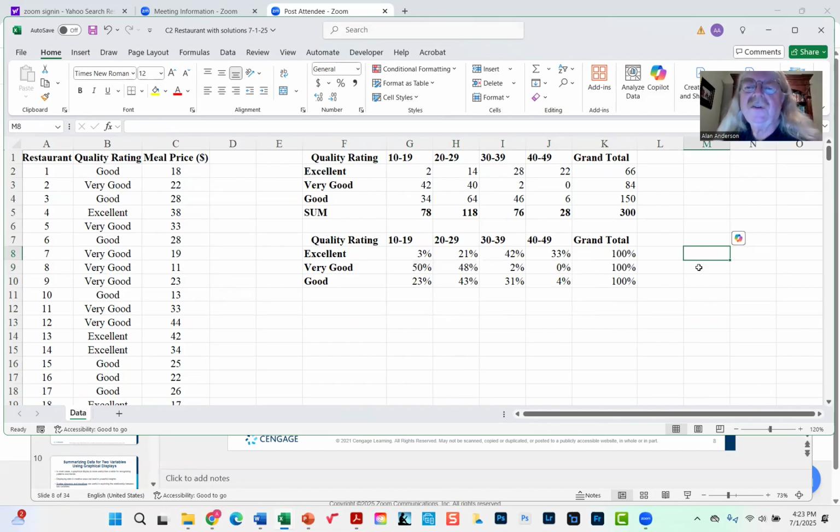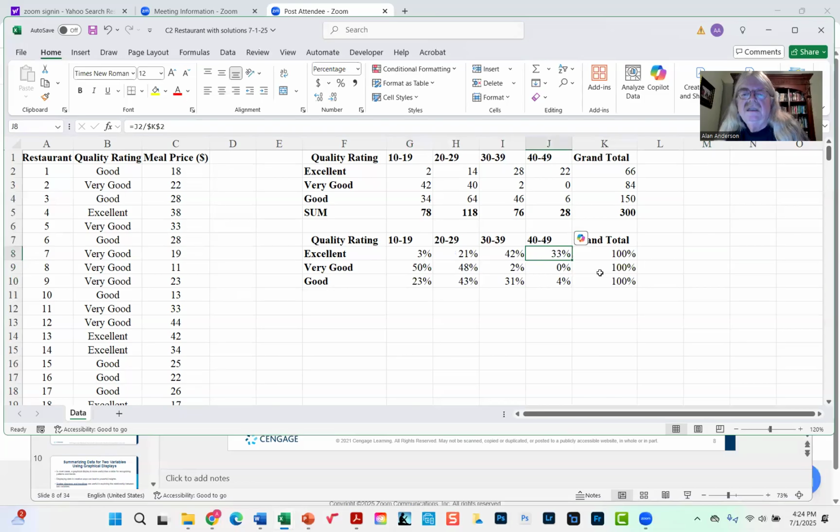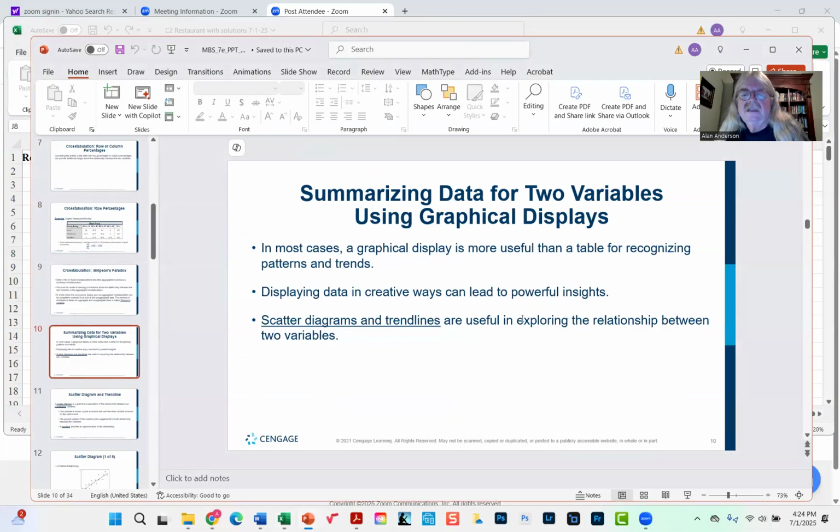So I can easily see that, for example, within the excellent category, 33% occur within the $40 to $49 range. And then you can do the same thing for all the others. And whatever information we're trying to get, it's easy to see it at a glance by looking at this cross tabulation. All right. So now the next thing we're going to do is plot the relationship between two variables.